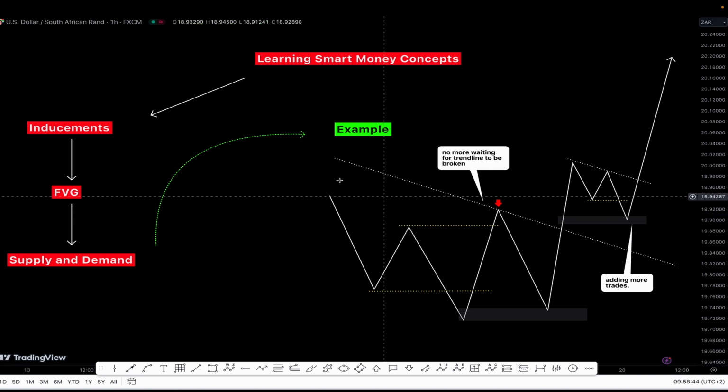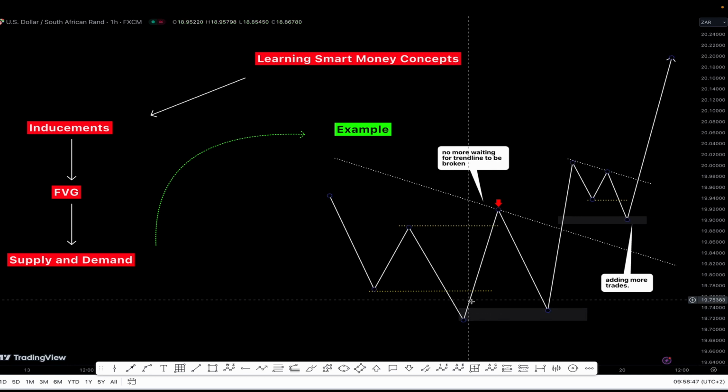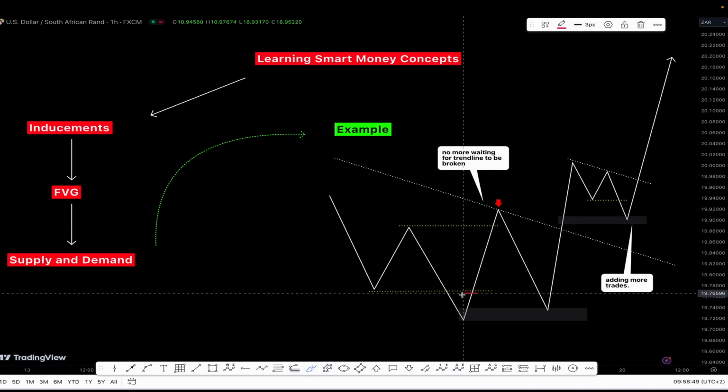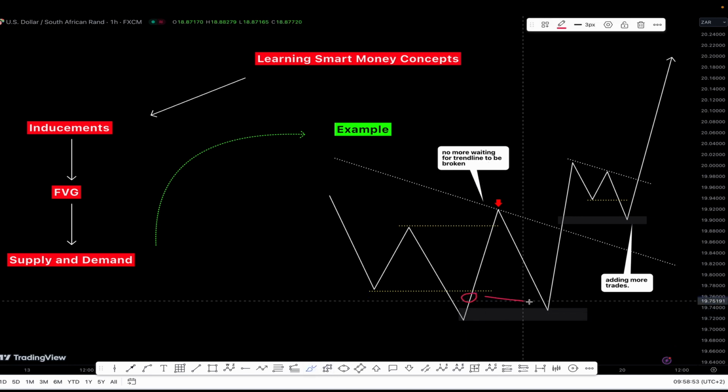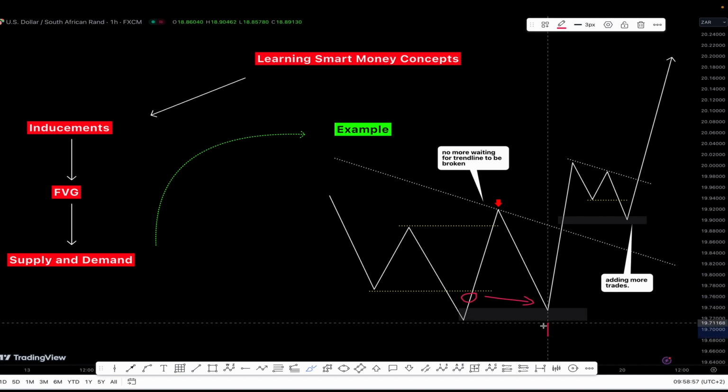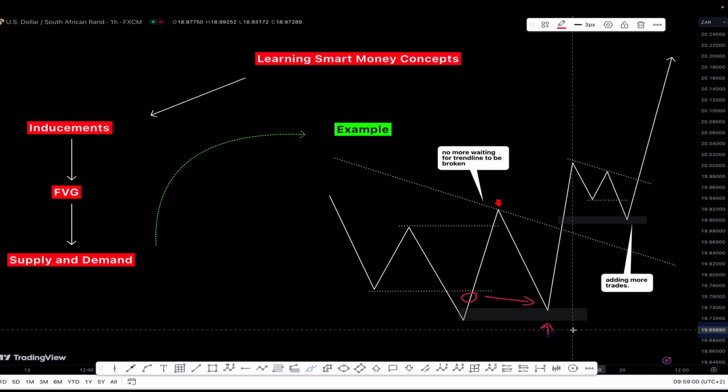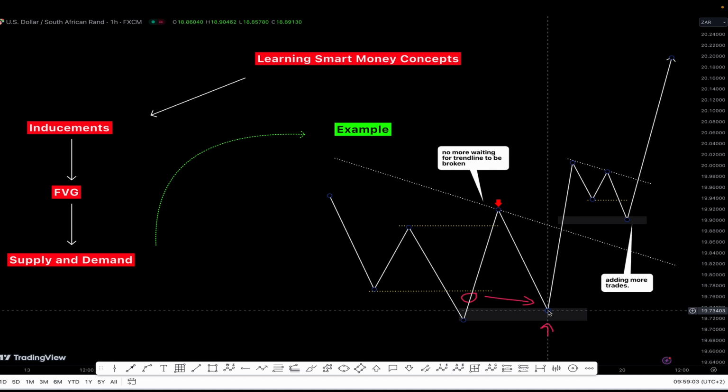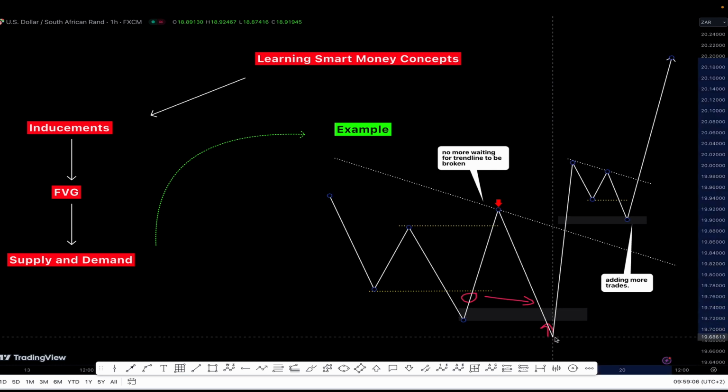So after learning smart money concept, I realized that, okay, here, most of the time, you'll find a fair value gap. Then I would try to enter here. But there was a problem entering here. How would I know if the market is going to turn around this area without making this low first?